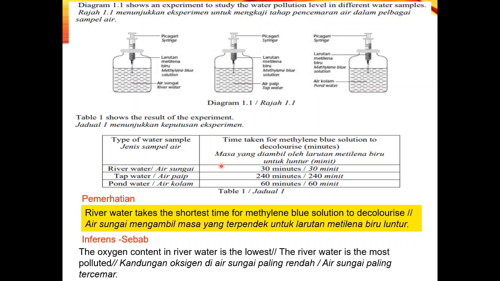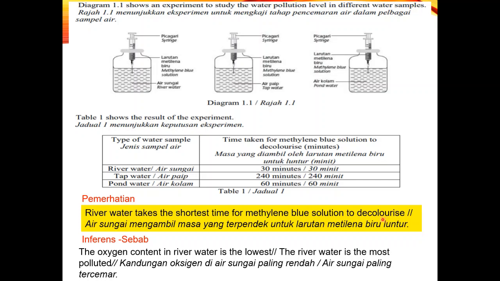So the river water takes 30 minutes, tap water 240 minutes, and then for the pond water 60 minutes. So what are the observations you can write? You can write river water had the shortest time for the methylene blue solutions to decolorize. This is the observation. And then the question asks about what is the inference.